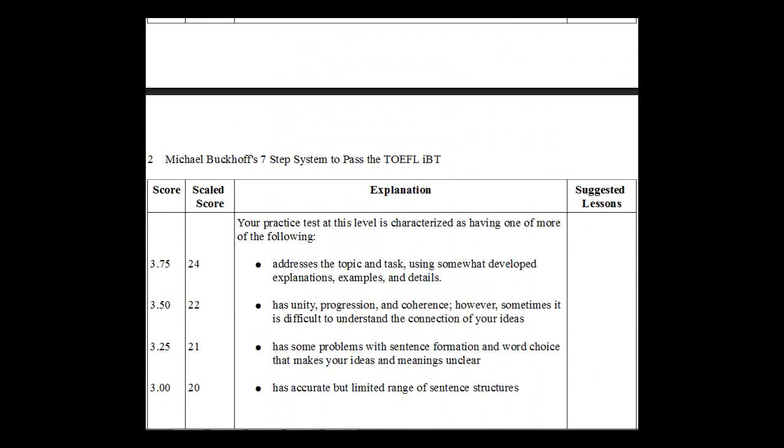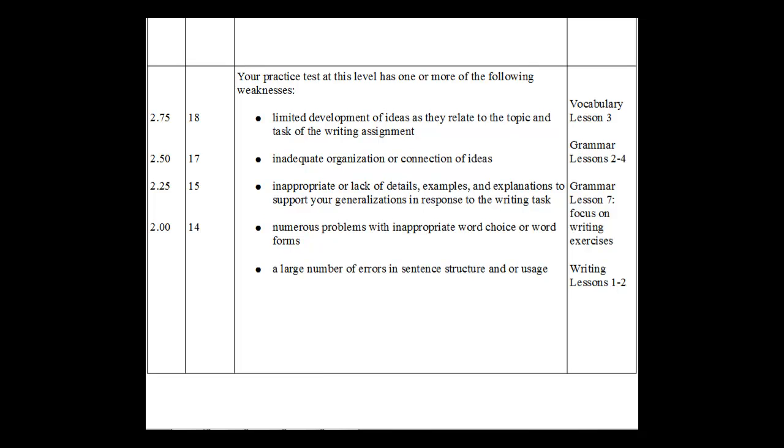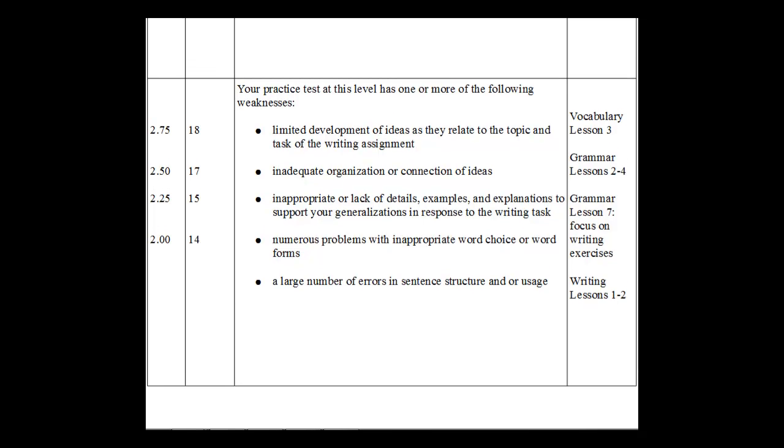You're not going to score in the 3 range. Let's take a look at the 3 range here. We have addresses a topic using somewhat developed explanations, examples, and details. Has unity, progression, and coherence, however, sometimes it is difficult to understand the connection of your ideas. You have some problems with sentence formation and word choice. You have accurate but limited range of sentence structure and vocabulary. Yes! Now, will you score lower than 3? God forbid. Hopefully not. Let's see. Limited development of ideas as they relate to the topic, inadequate organization or connection, inappropriate lack of details.